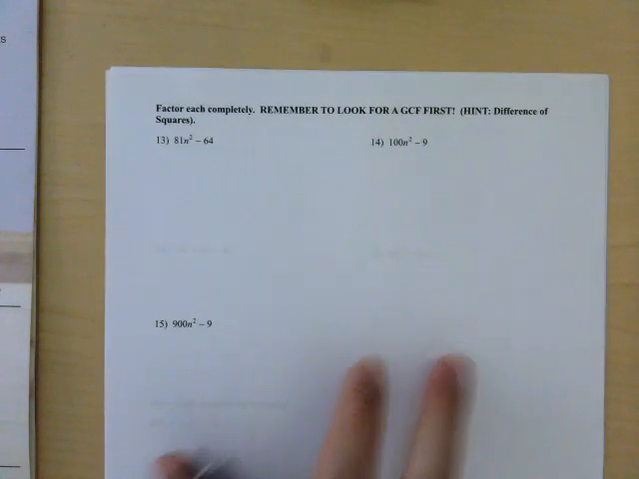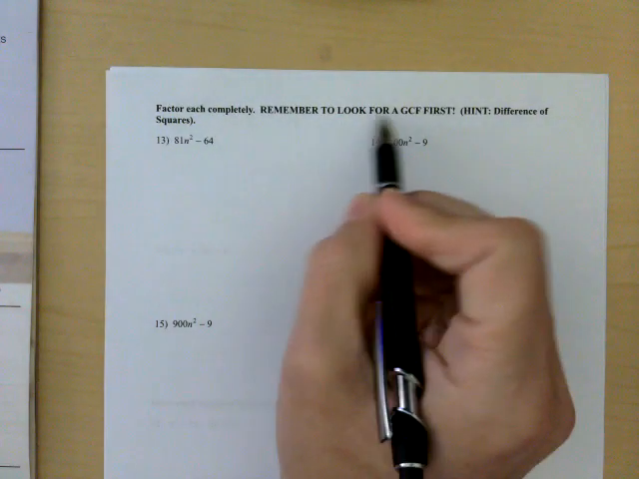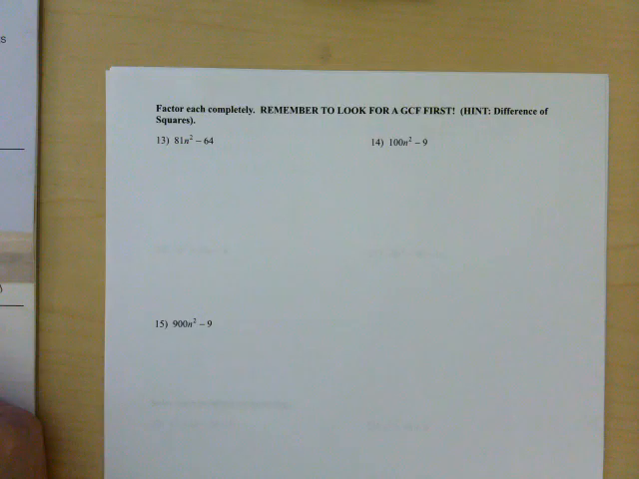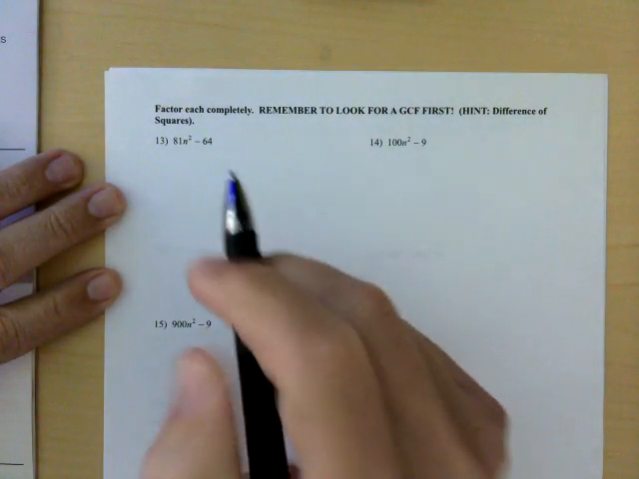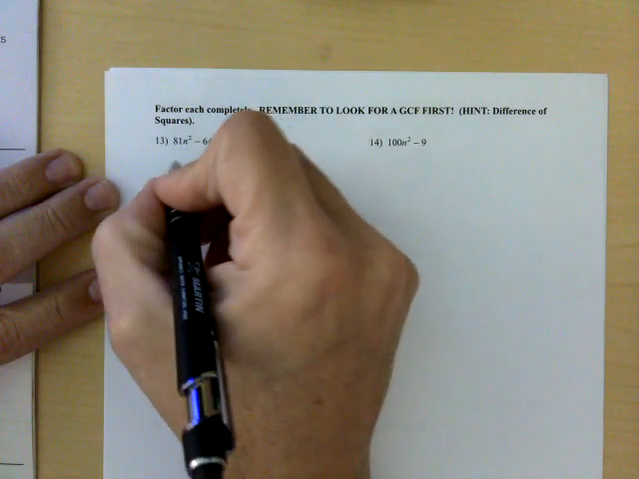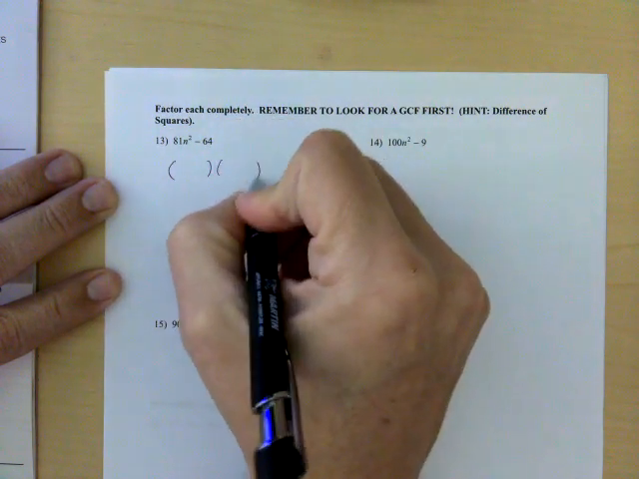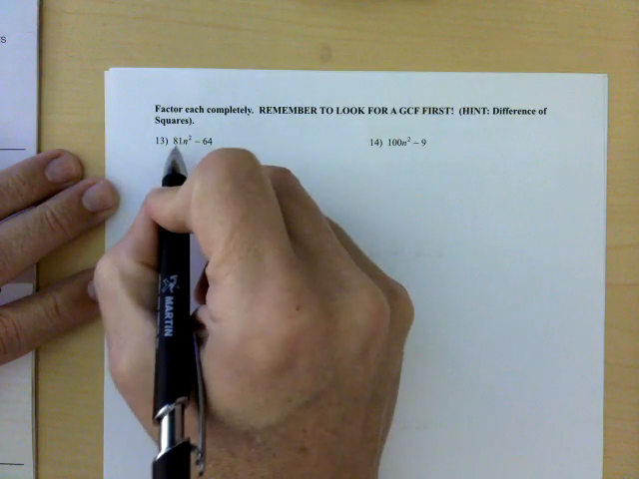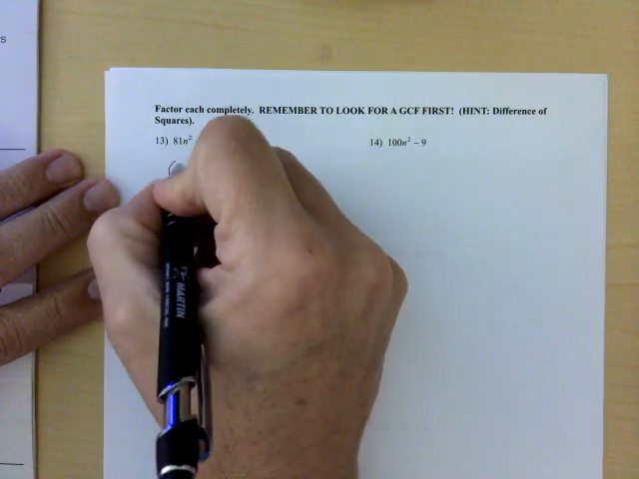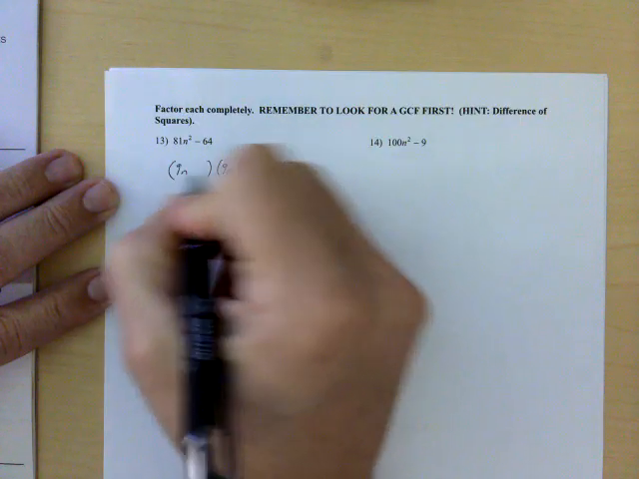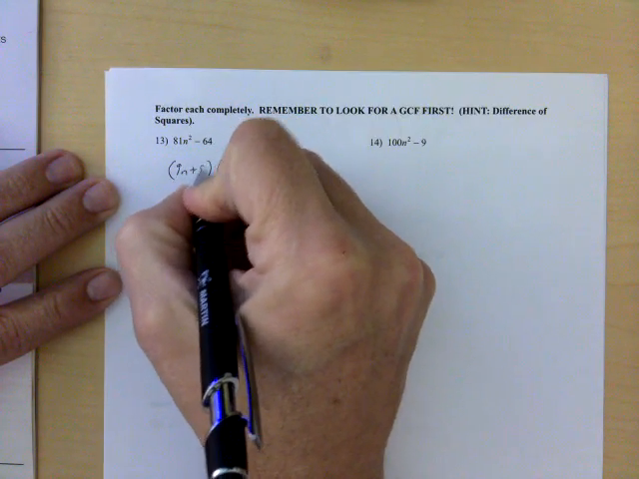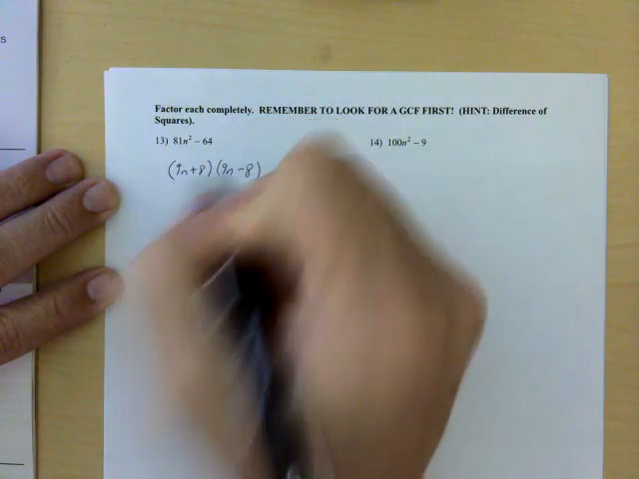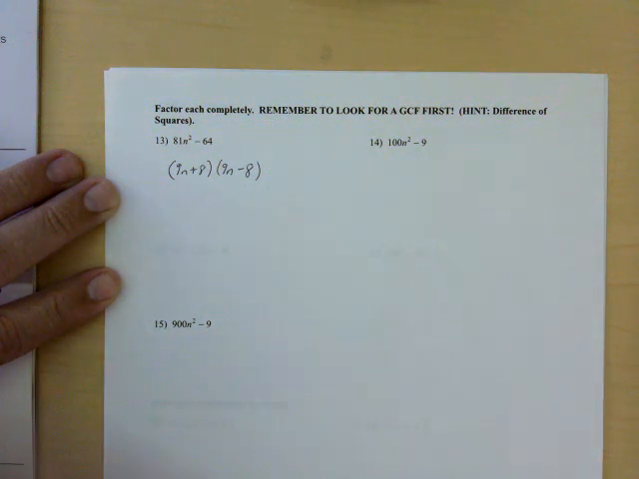So we're factoring each completely. I remind you to always look for a GCF, and these should be very easy. So these right now are what we just learned, the difference of perfect squares. So if you recognize, and on my sideboard I have a list of perfect squares, what times itself is 81, it's going to be a 9. So 9n is going to appear in both sets of parentheses, and then what times itself is 64, it's going to be an 8. So we need a plus 8 and a minus 8, and we're done.